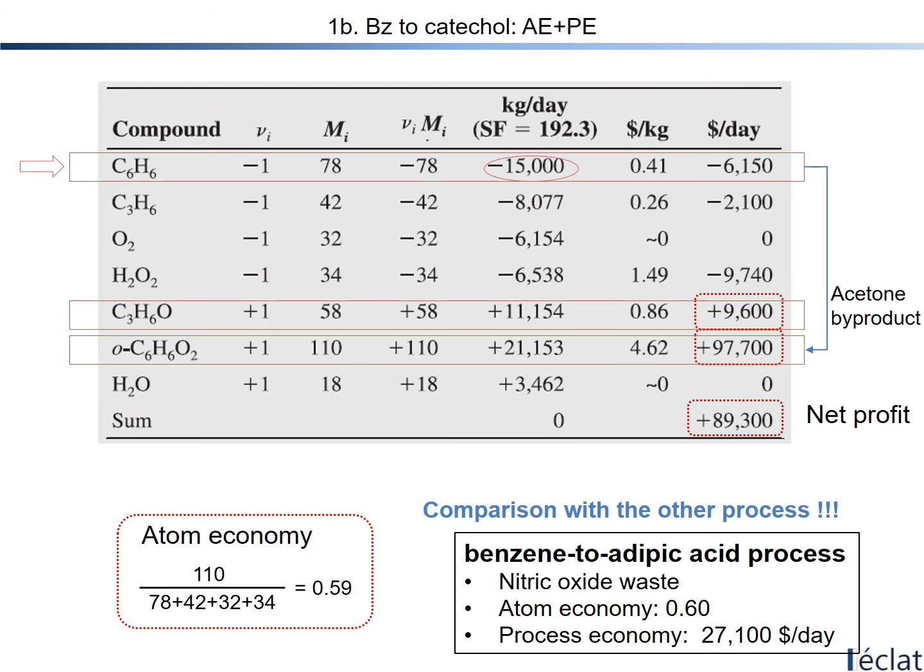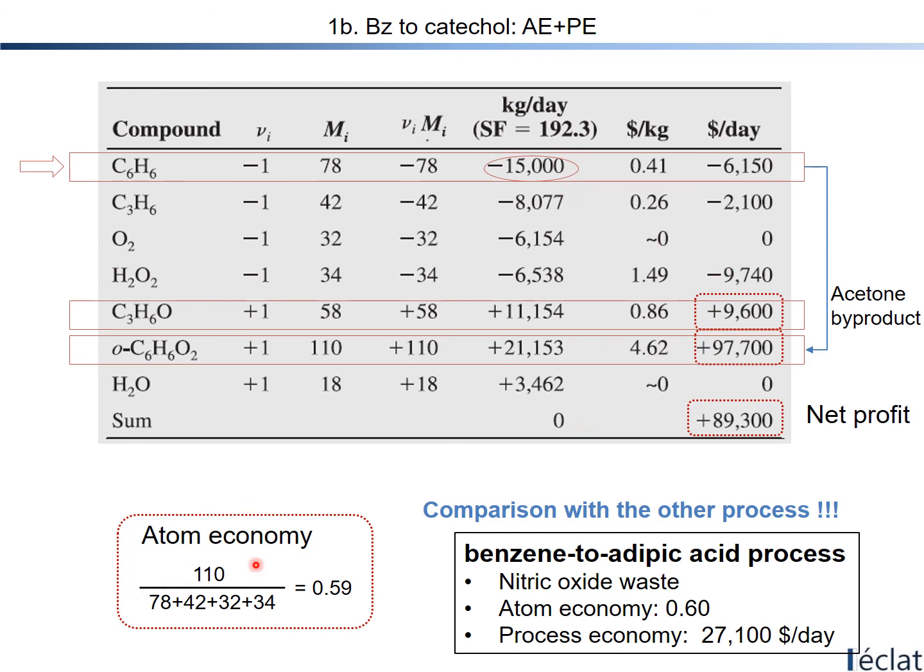Let's go to the economic evaluations. Here is also the big table for calculating the atom economy and process economy. Still, we have the same basis, which is the benzene, and the same amount is consumed for the process, minus 15,000 kilogram of benzene consumed per day. Then we could calculate everything else.